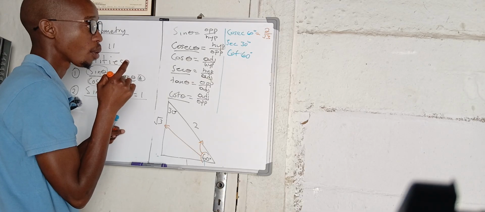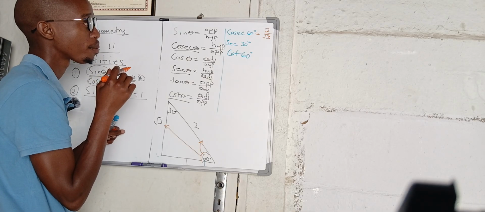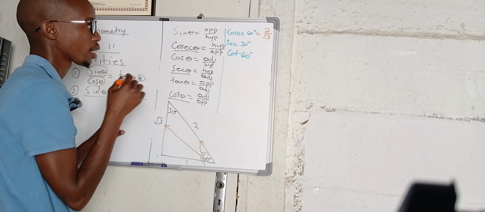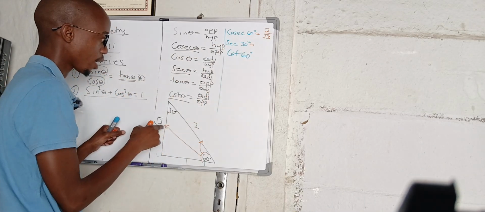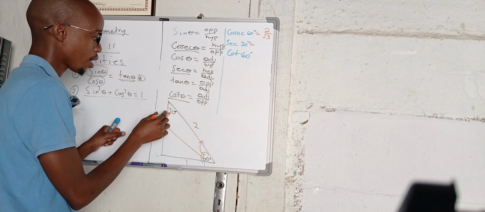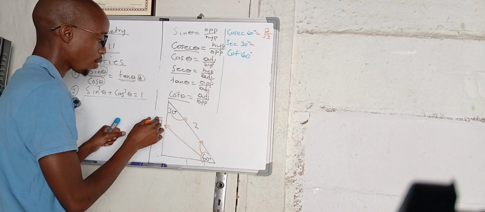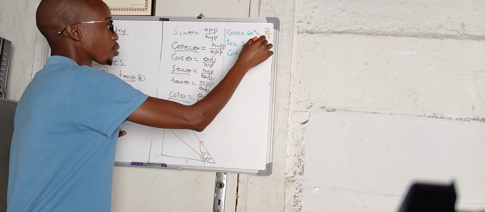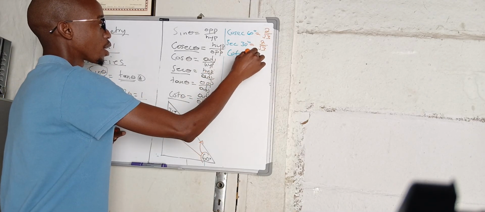With your calculator, you're going to get something else. You're going to get 2 root 3 all over 3. Okay, so let's check secant. Secant is hypotenuse over opposite. So we said sec 60. So we are going to have 2 all over root 3 again because it's hypotenuse all over adjacent. So it's going to be 2 all over root 3.